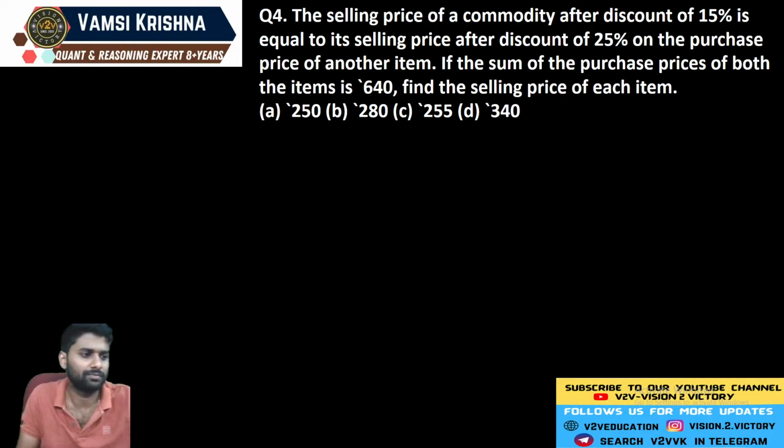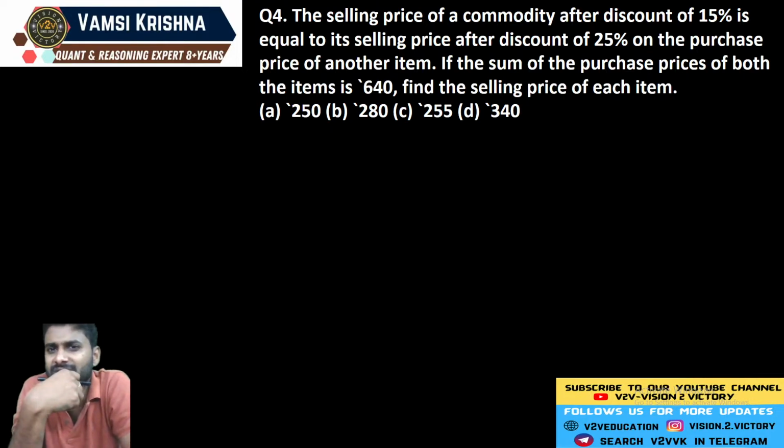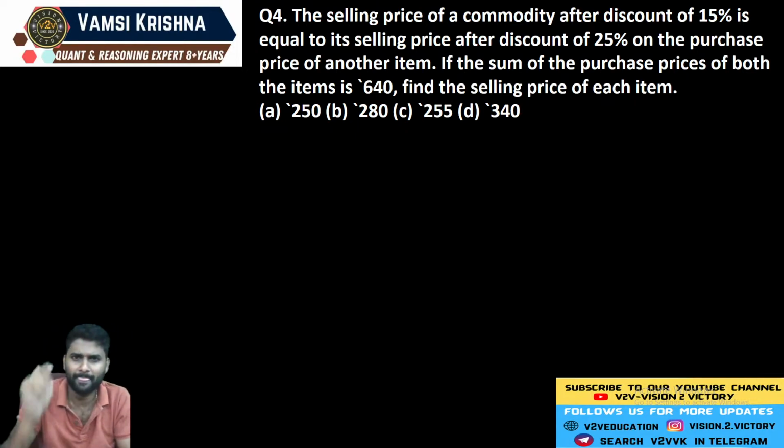See question number 4. Just observe carefully how I'm taking the values. The selling price of a commodity after a discount of 15% is equal to the selling price after a discount of 25% on the purchasing price of another item. If the sum of the purchasing prices of both items is 640, find the selling price of each article.